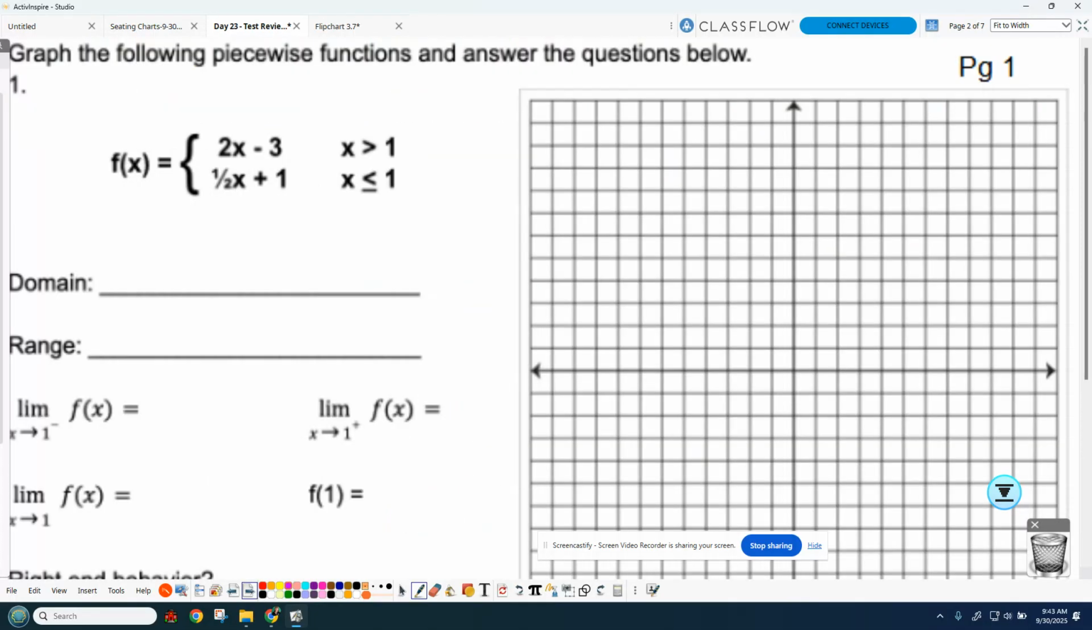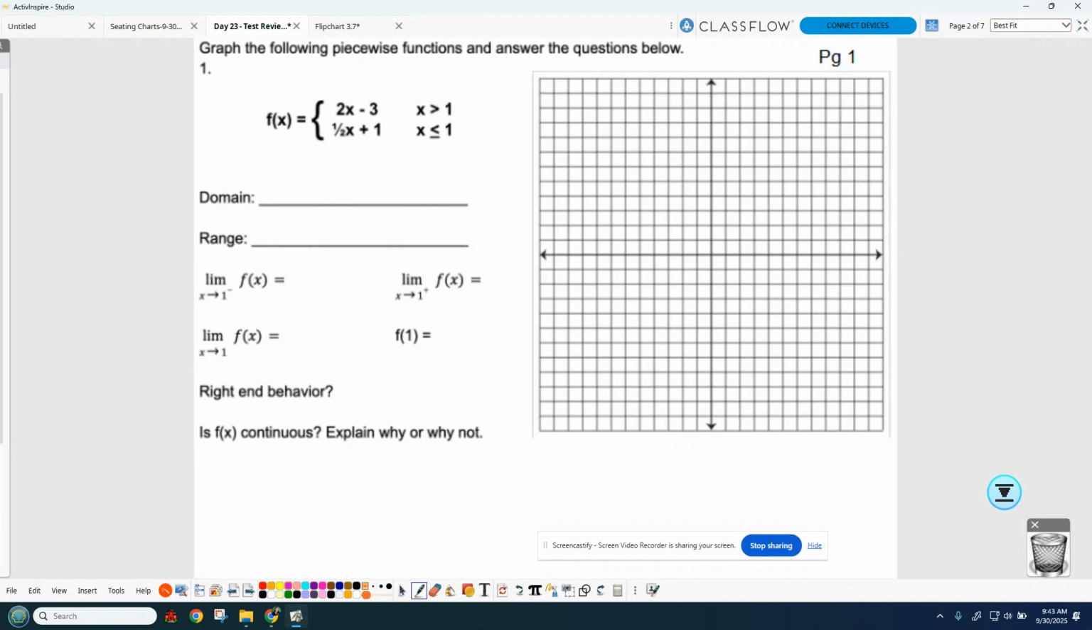Okay, so we're jumping around in the packet because I want to make sure that you guys get exposure to all of the types of problems. Some of you already started on the first problem on the front, but try this one next. Can you graph? You can still have the point here, but you did negative 3, but it doesn't include that.